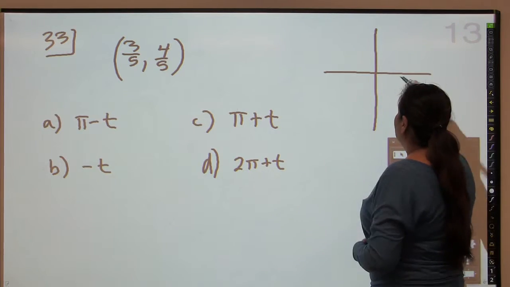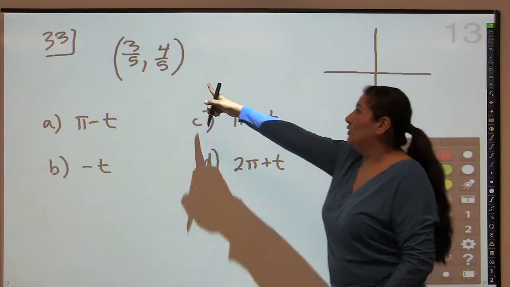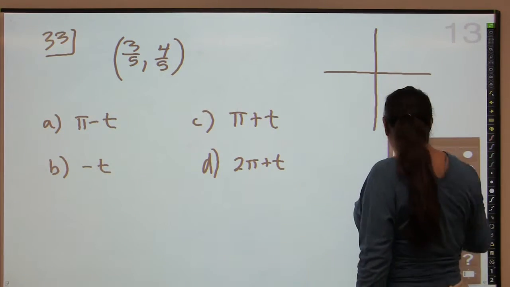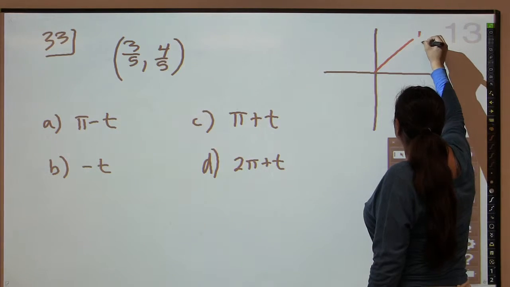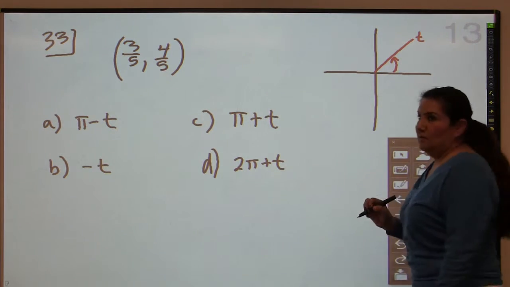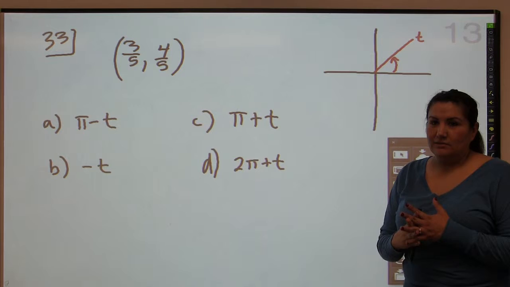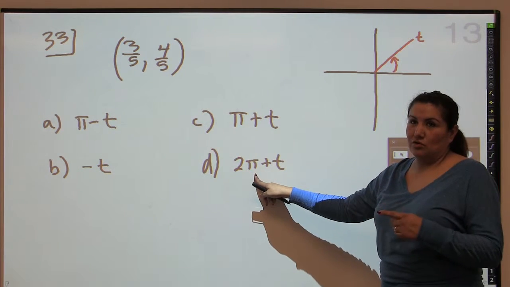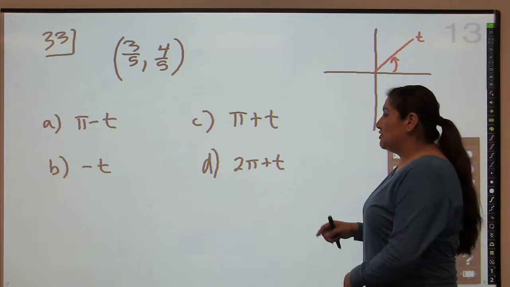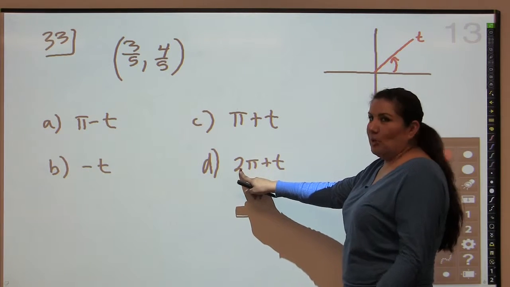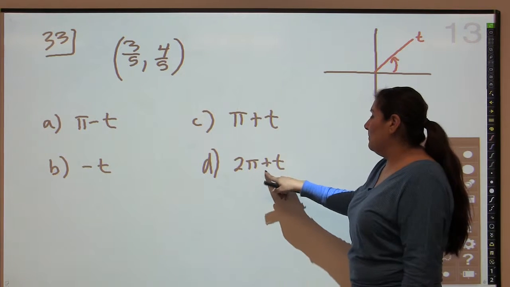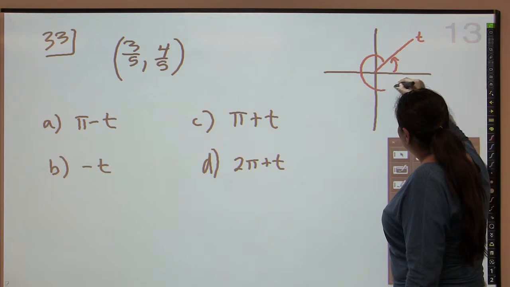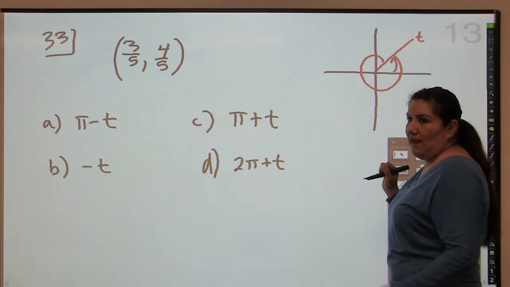Anyway, so let's just pretend, well, that's in quadrant 1, yes or no? Because they're both positive. So I'm just going to draw a random t. Like, that's t. Now, you guys know what pi is, right? It's half a circle. 2 pi is a whole circle. So when you think about the terminal point, let's just go with D first, it'll be easier. 2 pi plus t means that you're going to have a full circle. That's 2 pi, right? And then some.